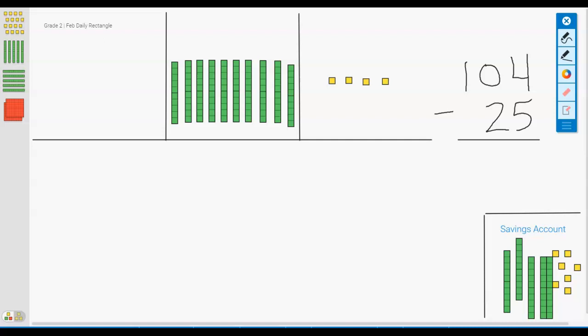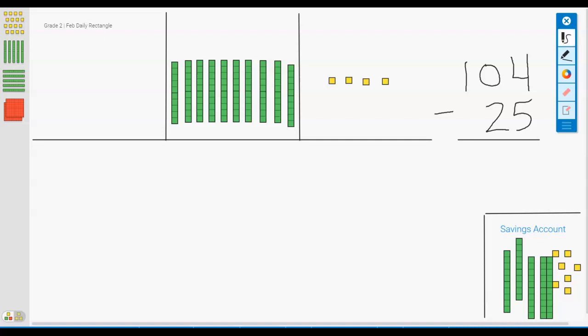If you need more time to work on this equation, you can pause the video. Now, I'm going to show you two different ways you may have used to solve this problem. The first thing I'm going to do is draw my base 10 pieces to show you how we can take away 25 from 104.